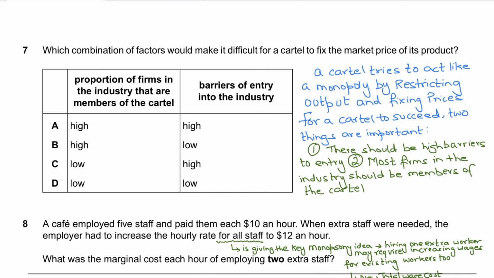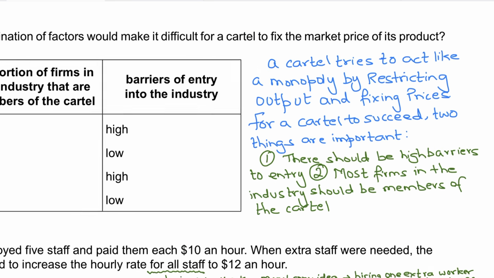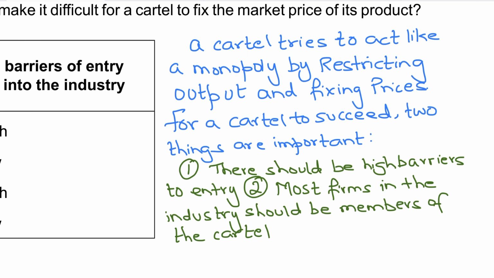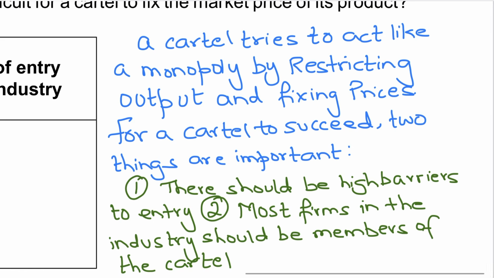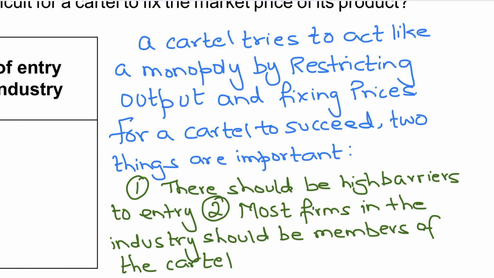Question 7 says which combination of factors would make it difficult for a cartel to fix the market price of its product. Now, a cartel would act like a monopoly by restricting output and fixing the price, right? And for a cartel to succeed, the oligopolists, which are simply a market comprising very few dominant firms who are very interdependent on each other, and the concentration ratio between, let's say, the 4 or 5 firms is more than 40%.